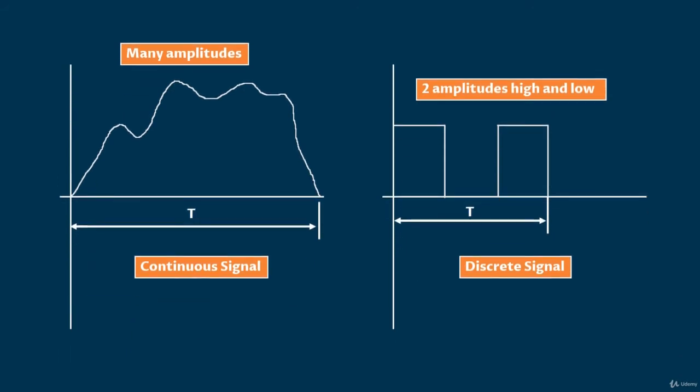Let me tell you first, there are two types of signals. One is continuous and the second is discrete. Continuous signals have multiple amplitudes over a course of time. But discrete signals have only two amplitudes over a course.